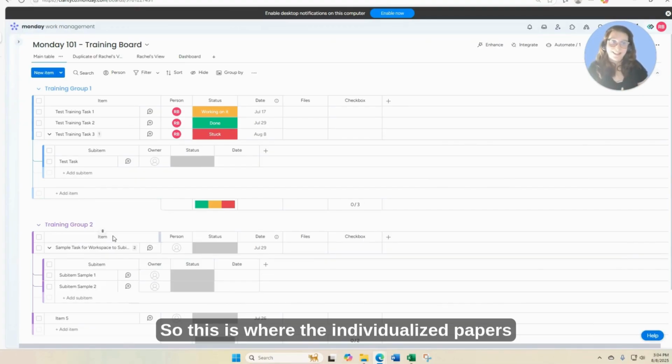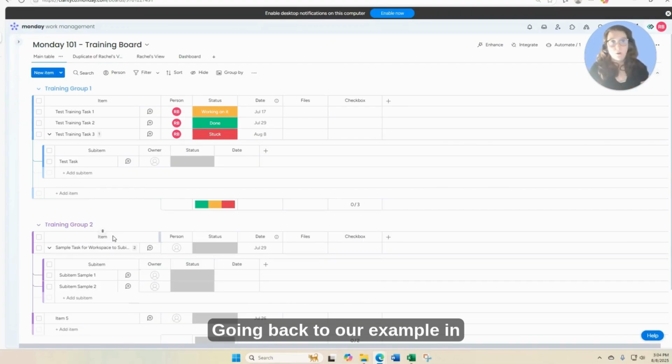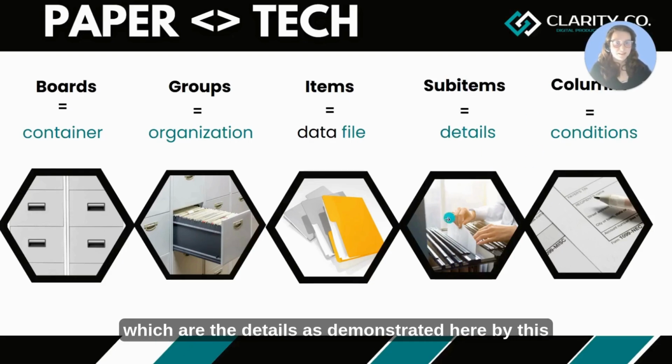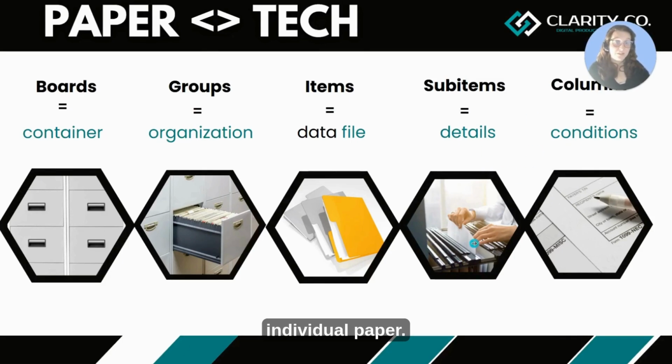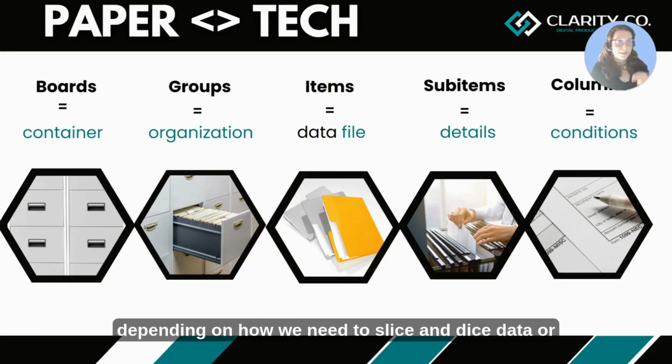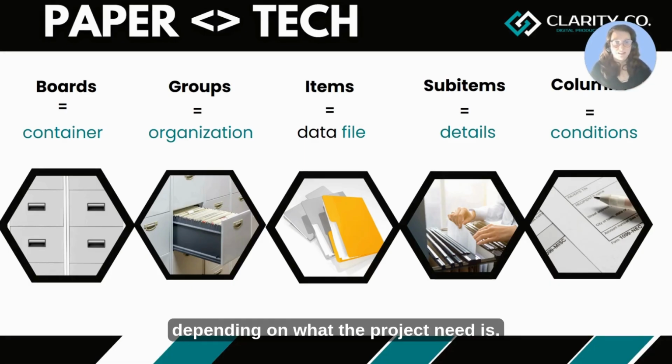So this is where the individualized papers come in, going back to our example. In our example here, we've got sub-items, which are the details, as demonstrated here by this individual paper. The sub-items allow us to be even more detailed in Monday.com, depending on how we need to slice and dice data or depending on what the project need is.